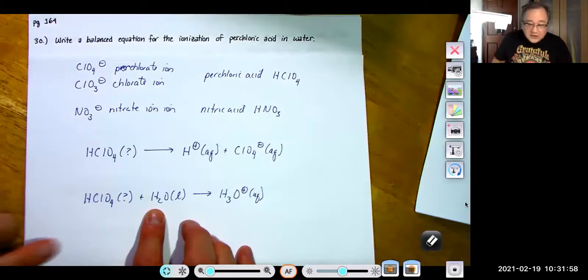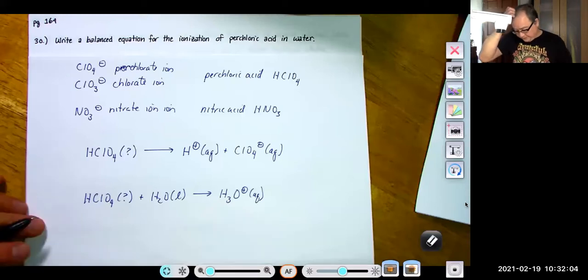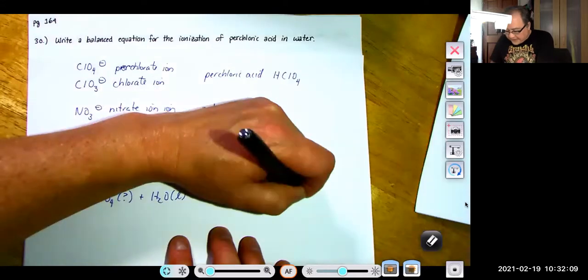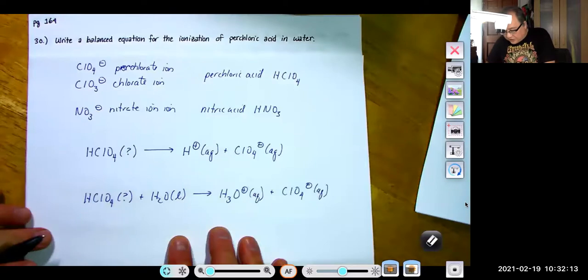So this is an H plus bonded to H2O. This is like a molecule, except it's got a charge. And what is left is the ClO4 negative, which is aqueous. So this is called the hydronium ion.